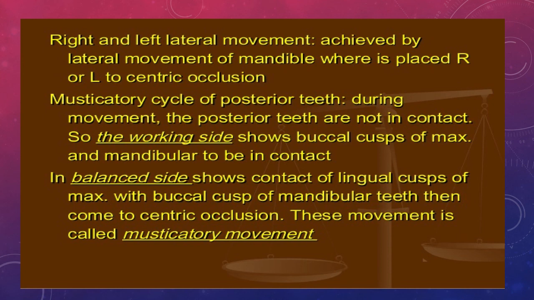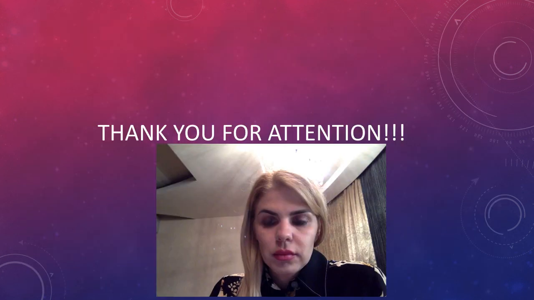During movement, the posterior teeth are not in contact, so the working side shows buccal cusps of maxillary and mandibular teeth to be in contact. The balancing side shows contact of lingual cusps of maxillary with buccal cusps of mandibular teeth when they come to centric occlusion. This movement is called masticatory movement.